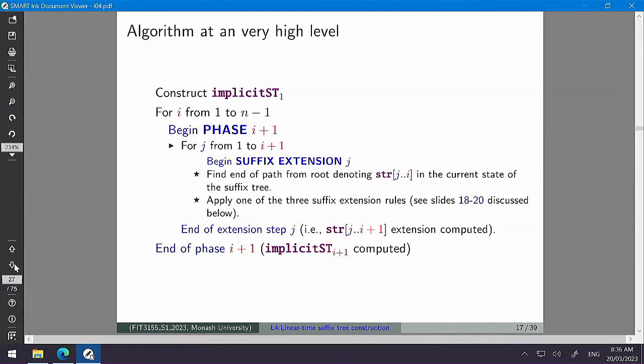So what does a phase mean? A phase is equivalent to saying which implicit suffix tree you currently have in the current iteration of the algorithm. So when you start, you don't have anything. You only have a root node with nothing in it when you start this algorithm. So it's phase 0. Now let's call the variable I as the phase. Phase 1, that's 1, 2, 3, 4.